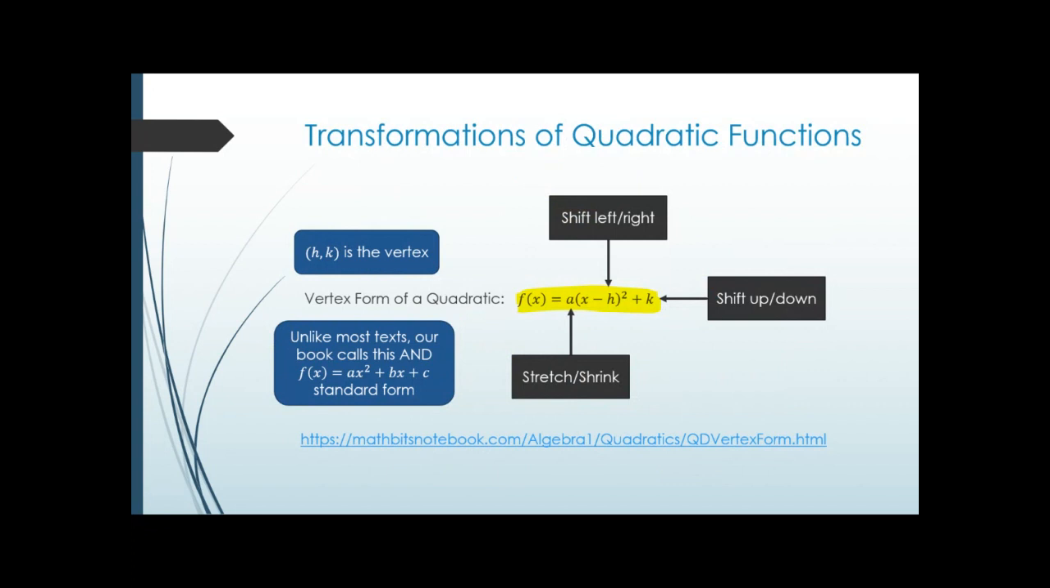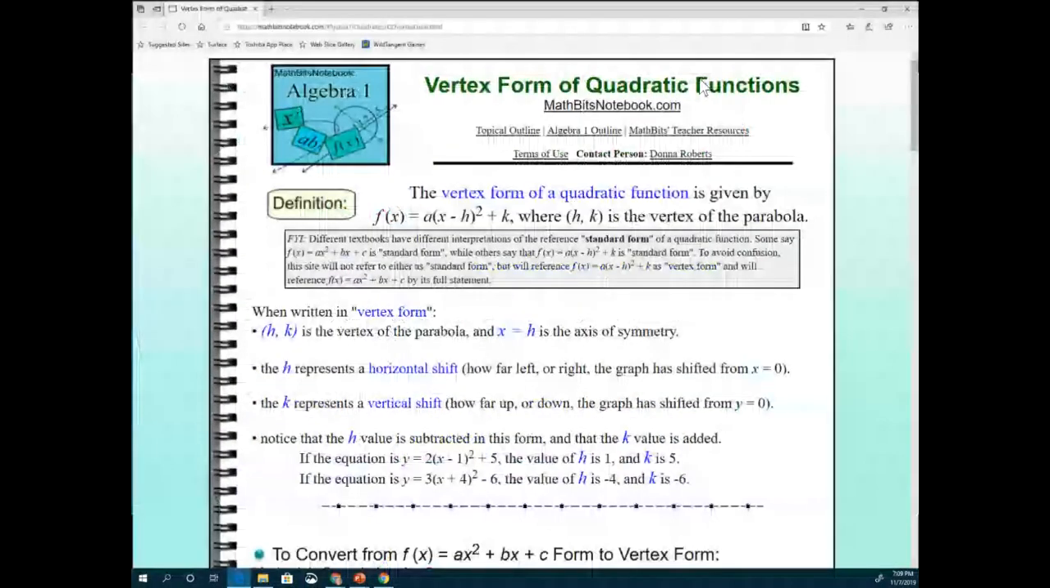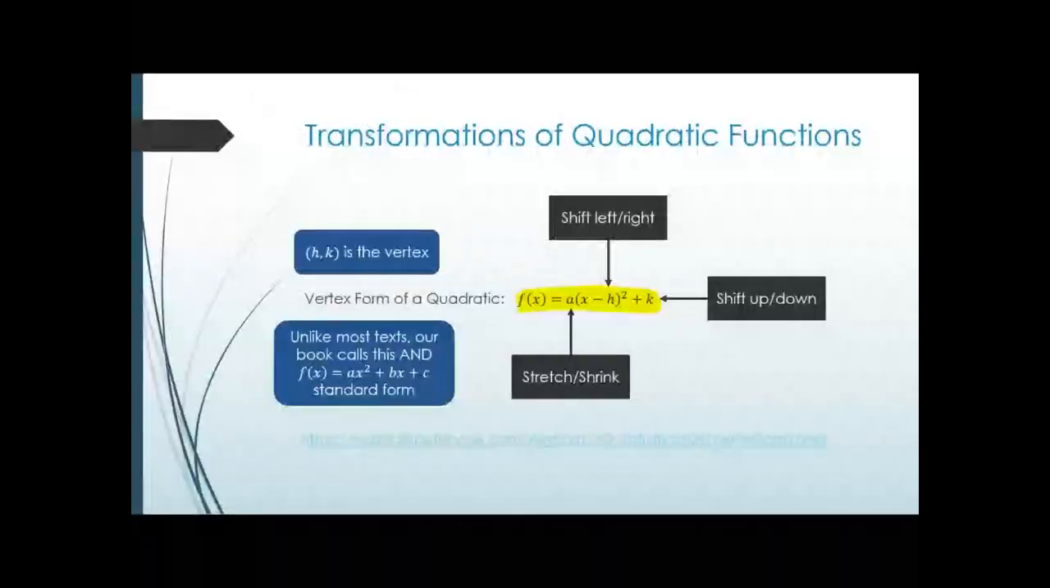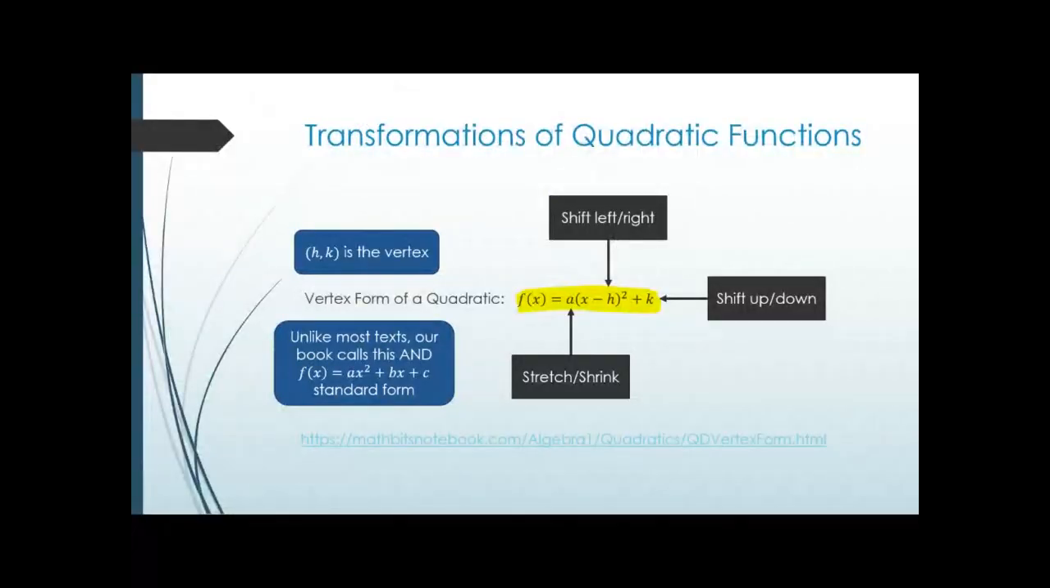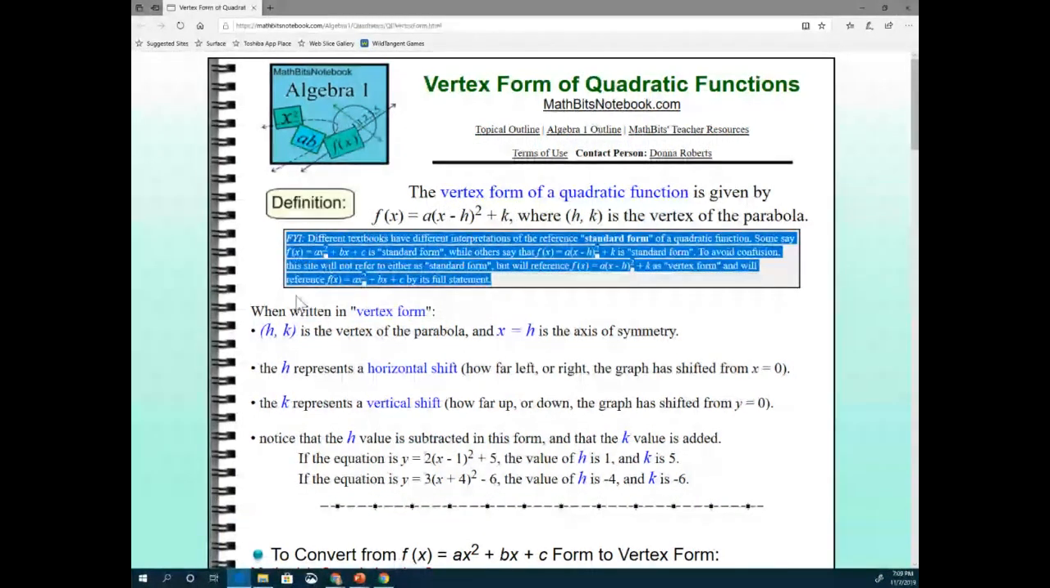I actually have a link to this website here. This is a great resource. I'm going to open this up because it actually talks about vertex form. Let me bring that up on the screen. Whoops, let me bring that up again. You can see the form right here.